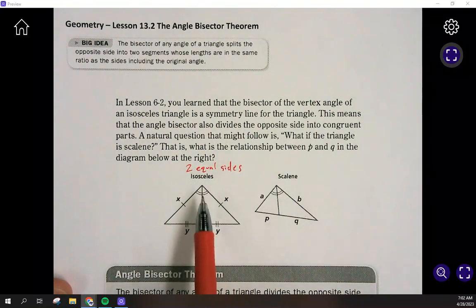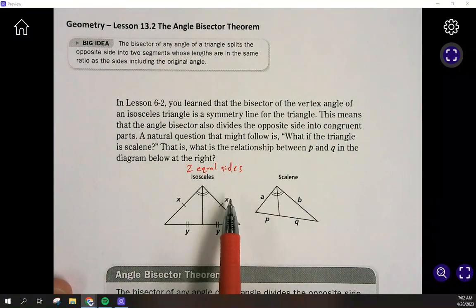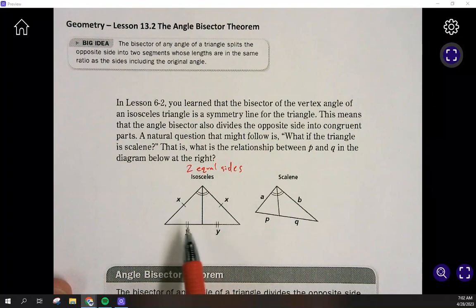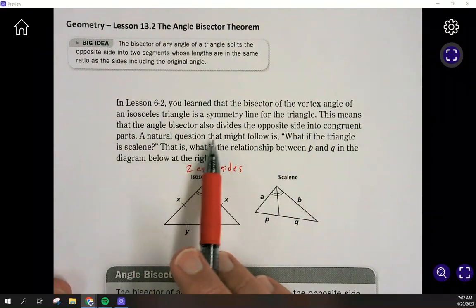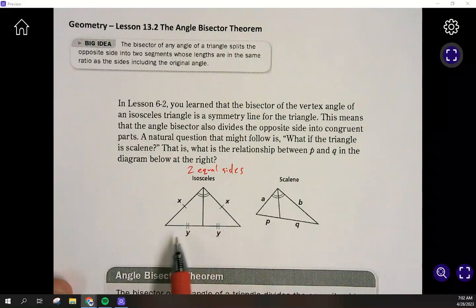So that's what we learned about an isosceles triangle. It's a symmetry line for the triangle, meaning it's going to be the same on both sides. So I have two equal sides that make it isosceles. I draw this line, these angles are equal here, and it cuts the base into two equal pieces as well. So it's a line of symmetry, both sides are equal. So this means that the angle bisector also divides the opposite side right here into congruent parts.